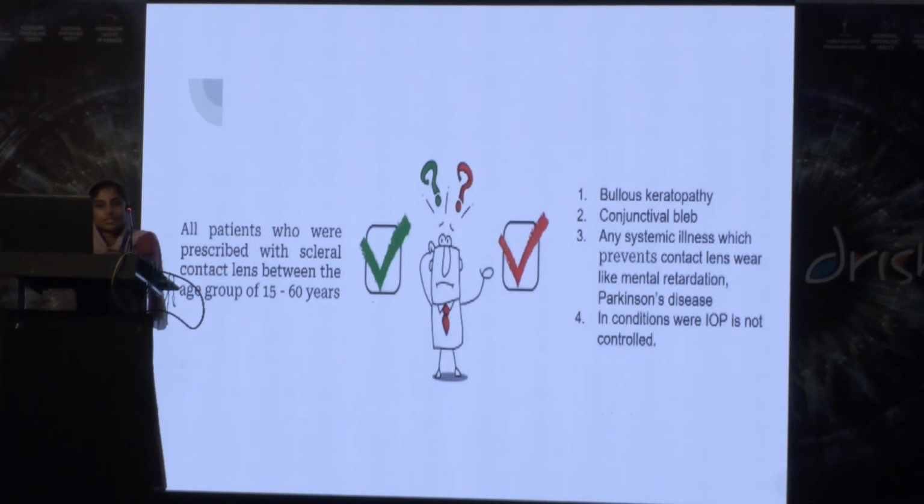The inclusion criteria of the study was all patients who were prescribed scleral contact lenses between the age group of 15 to 60 years. Patients with bullous keratopathy, conjunctival bleb, any systemic illness which prevents contact lens wear like mental retardation, Parkinson's disease, or in conditions where IOP is not controlled were excluded from the study.